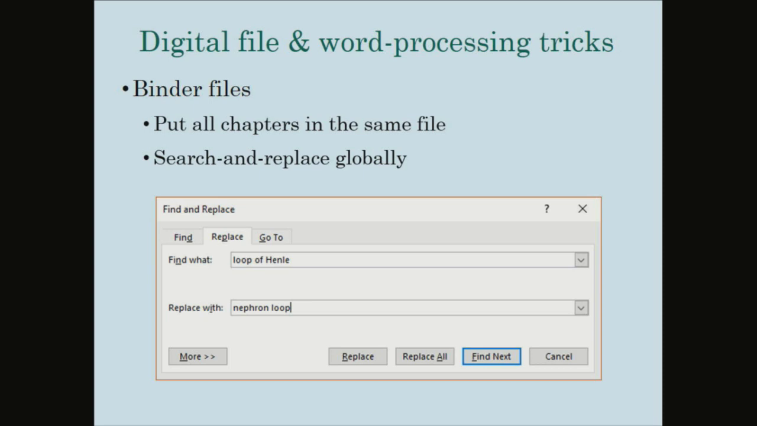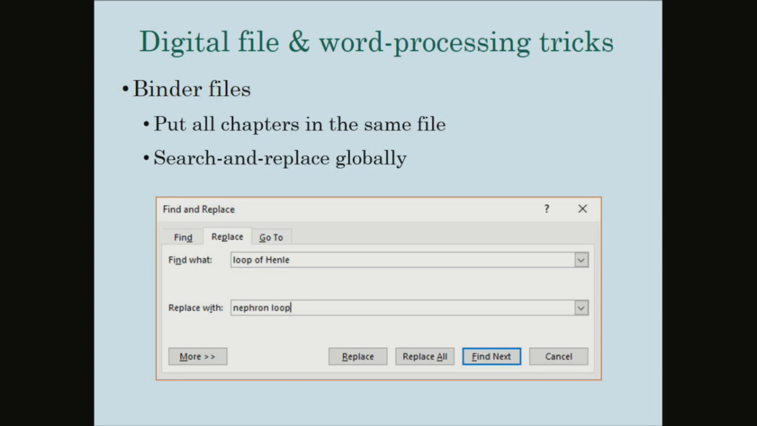So I don't want to introduce it to the student as the nephron loop, and then in a later chapter where we're talking about acid-base balance and the kidney's role in acid-base balance, all of a sudden, there's loop of Henle or something like that. And so this way it's going to find everything.